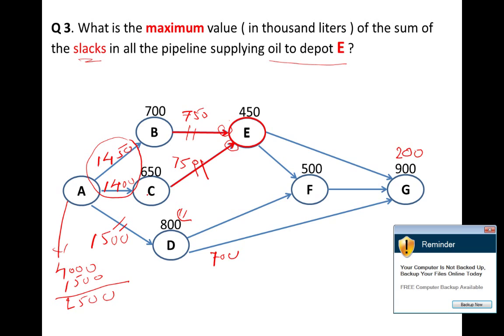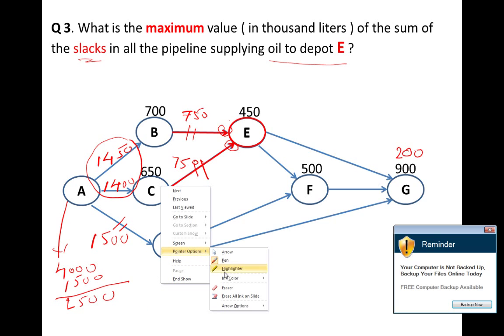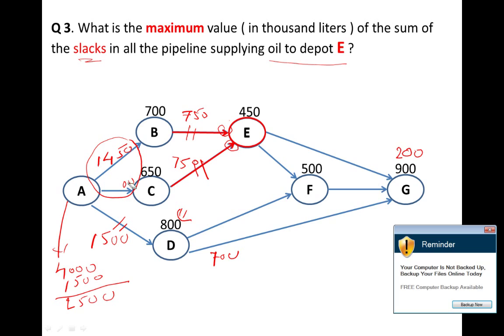Now I need to change one of them. Let's change A to C. Now 1450 is from A to B. So from 2500, if I take out 1450, then the leftover is 1050. So this 1050 will flow from A to C, 1050.